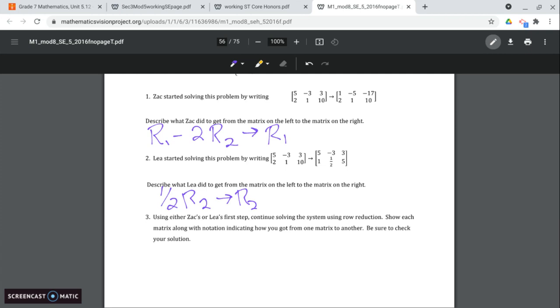Now, we are not solving the whole thing using the matrices. So you do not have to do number 3. So hopefully you watched the video in its entirety to know that you don't have to do that.